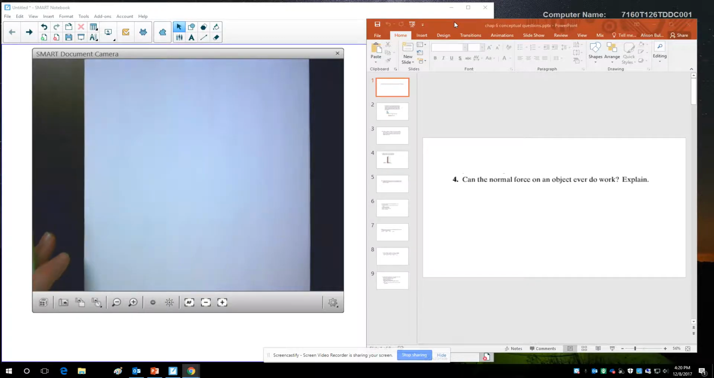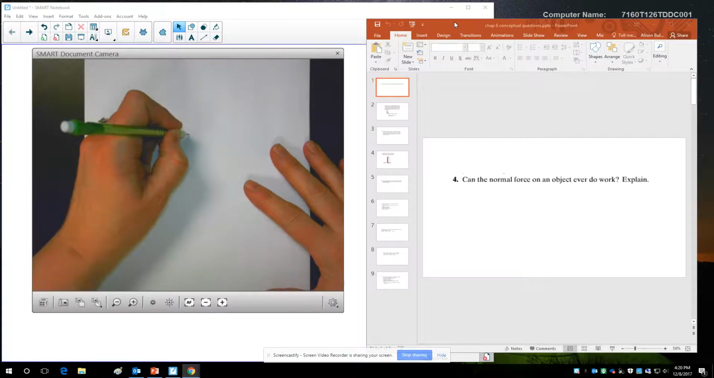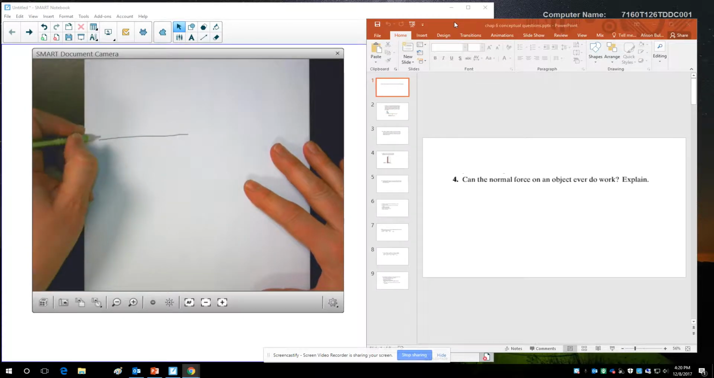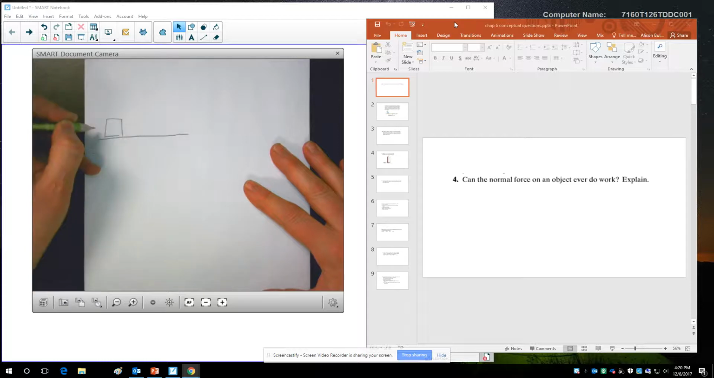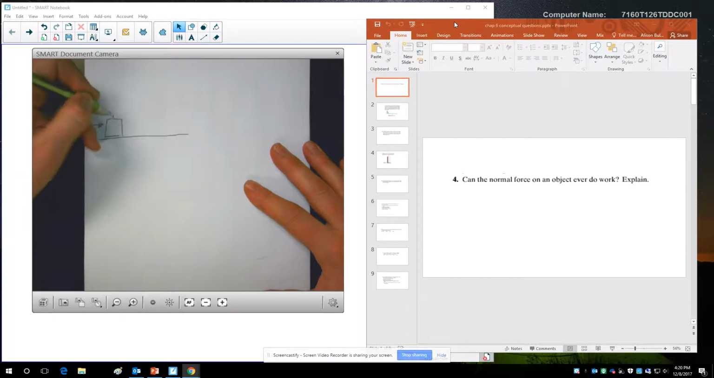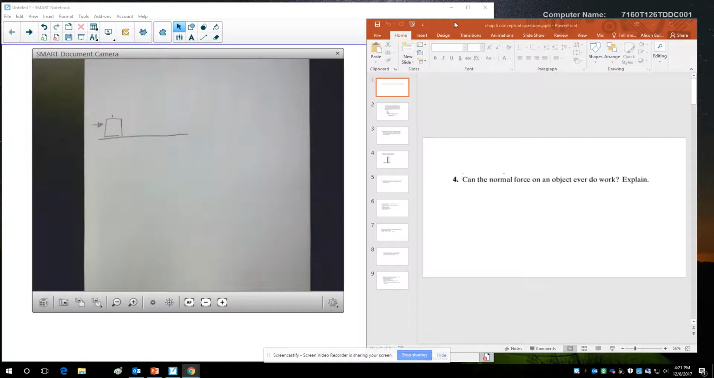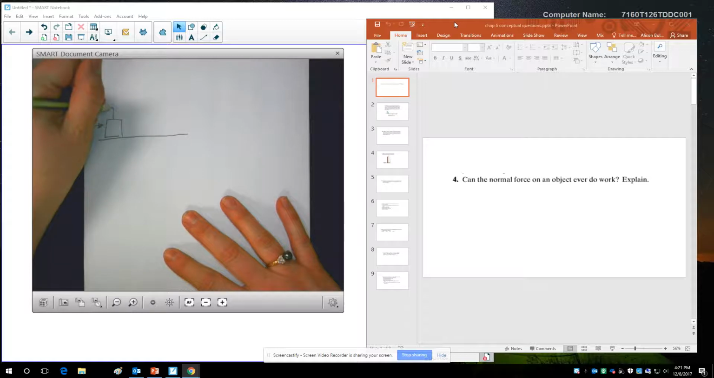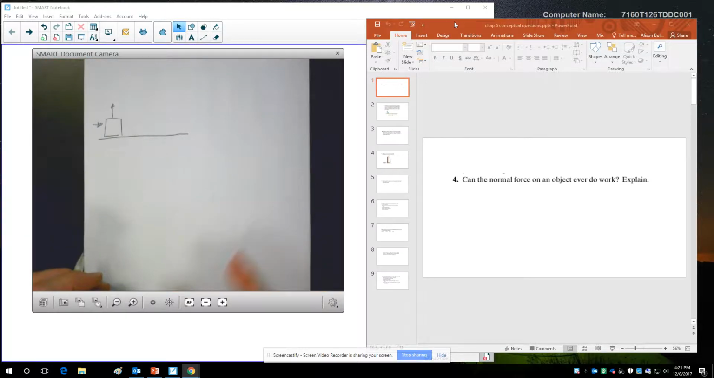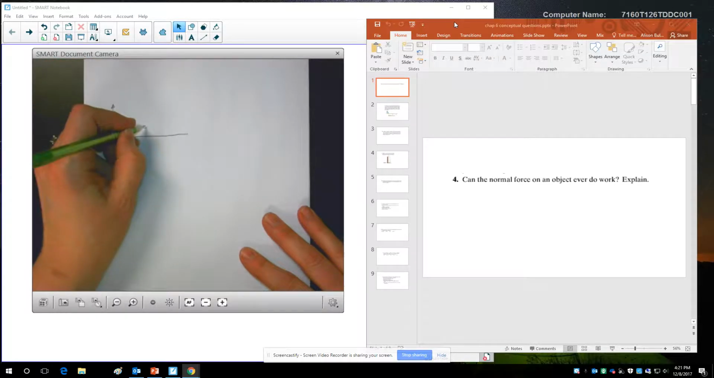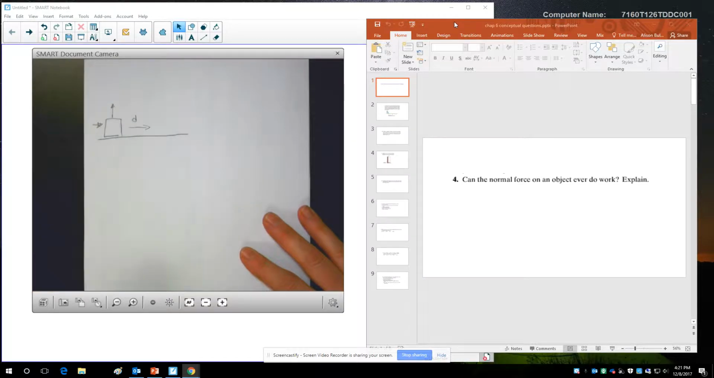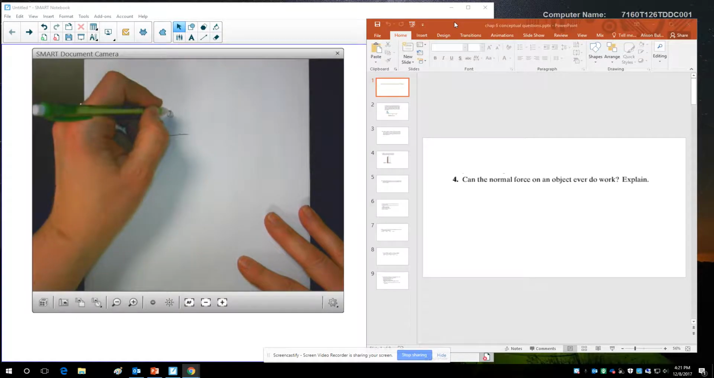I'm thinking of the case where you have a horizontal surface and a box, and you're pushing that box on the surface. The normal force on the box is straight up, 90 degrees to the surface. The box is sliding to the right. Normal force is up, and so there's no work.